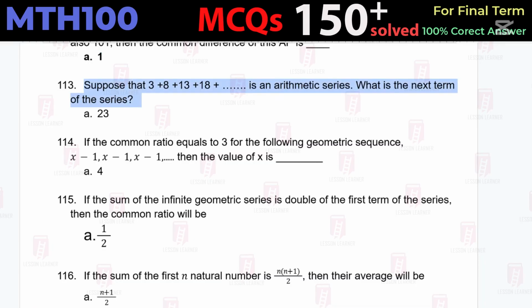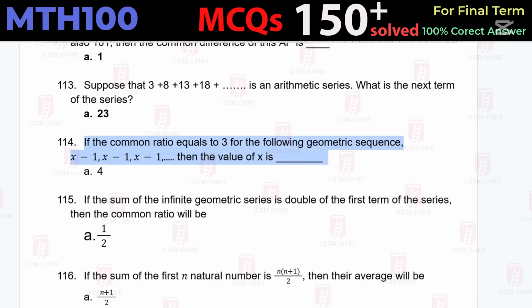Suppose that 3 plus 8 plus 13 plus 18 and so on is an arithmetic series. What is the next term of the series? It must be 23. If the common ratio equals 3 for the geometric sequence x minus 1, x minus 1, x minus 1 and so on, then the value of x is 4.